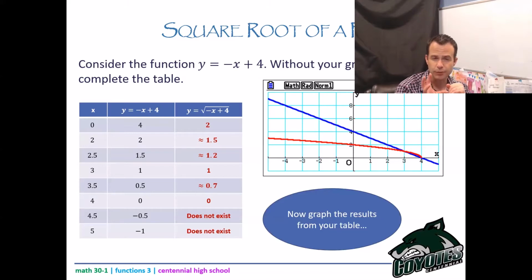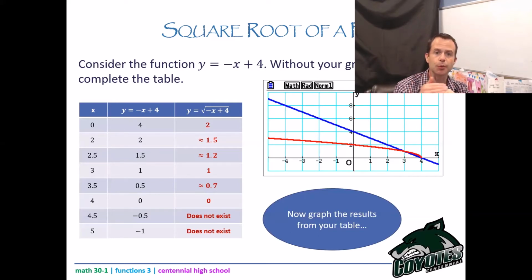Once you have those dots, then you need to think about the 3 regions that I've described. When I'm below the x-axis, when y is less than 0, nothing happens, nothing exists. When I'm in between y equals 0 and y equals 1, the square root graph should be riding just a little higher than the original graph.